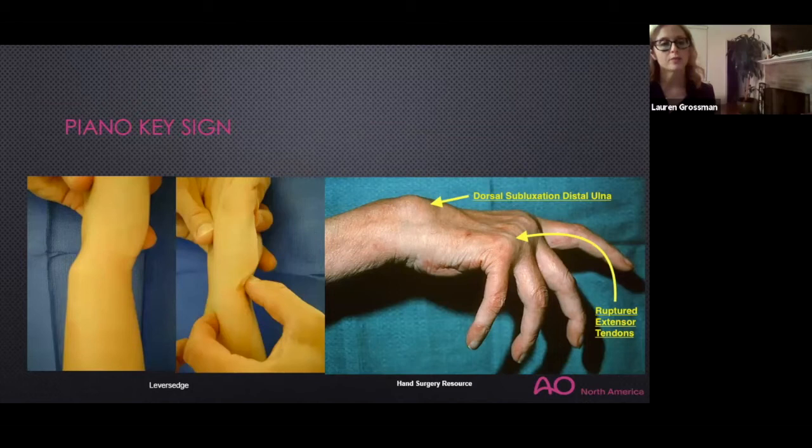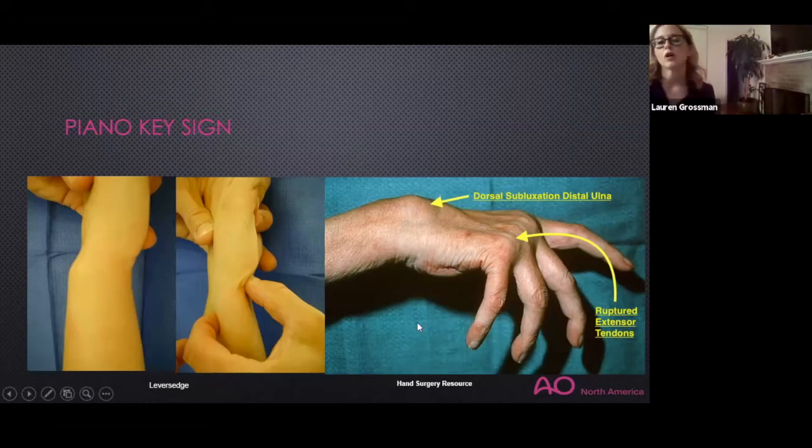We also determine whether or not the DRUJ is stable by examining the patient, and that is called the DRUJ ballottement test. The piano key sign, as we see here on the left, is that the ulna is unstable, that it's sitting dorsally, and the carpus is volar. And the picture just next to it is showing the reduction of the DRUJ. You're pushing the ulna volarly and the carpus dorsally, holding this reduced.